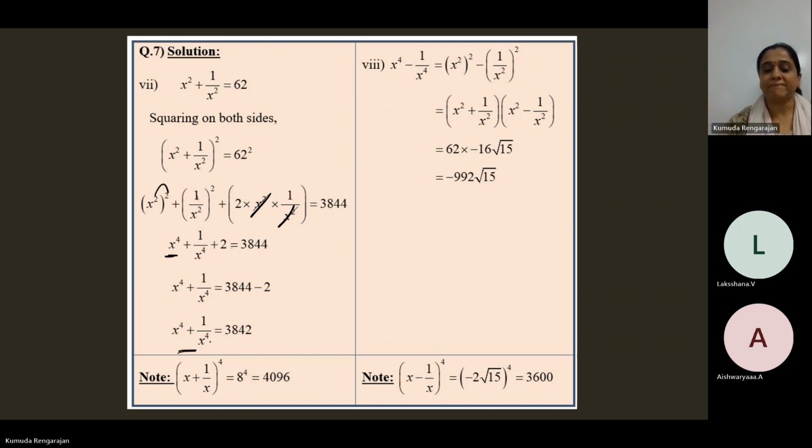But supposing you're asked to find the value of x plus 1 by x, the whole power 4. The value of x plus 1 by x is 8. So x plus 1 by x, the whole power 4 is 8 to the power 4, which is 4096.